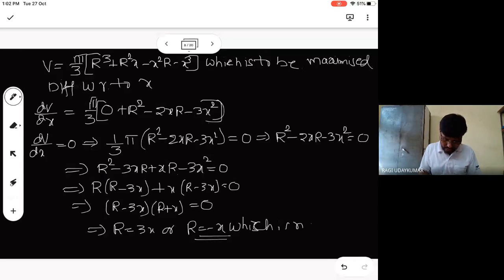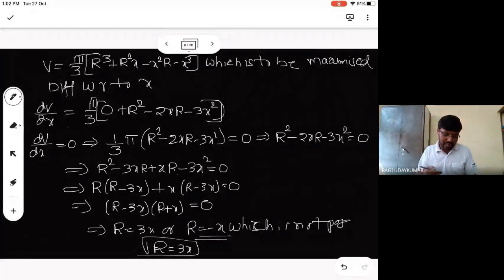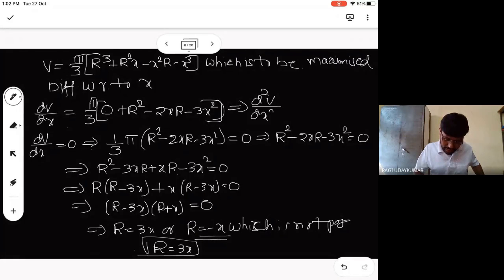Therefore capital R is equal to 3x. Actually, here we need to find d square V by dx square also. If you find d square V by dx square, what do you get? D square V by dx square is 1 by 3 pi.